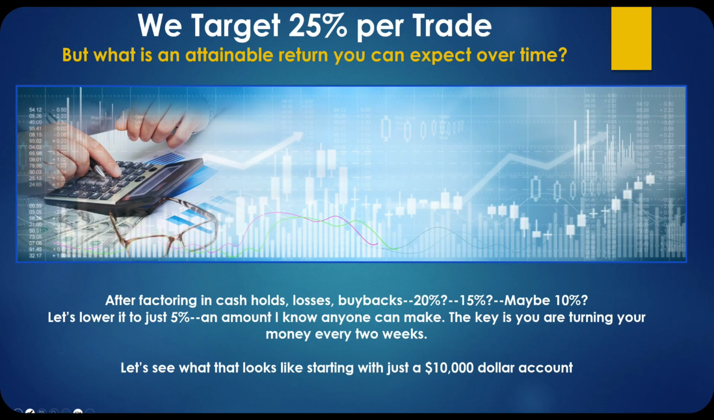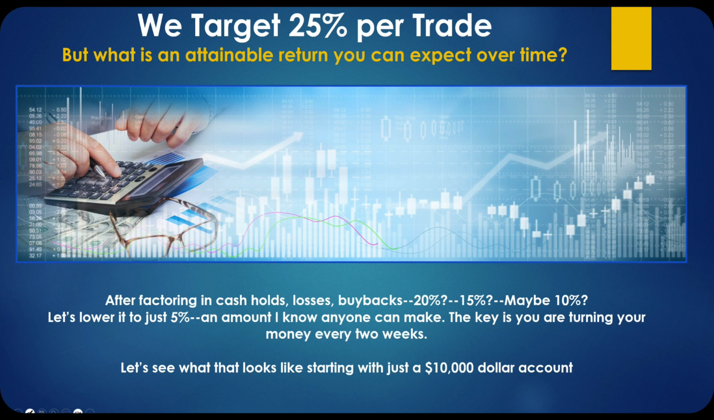So we target 25% per trade. As you can see, sometimes we exceed that. But what is an attainable return you can expect over time? We don't get 25% on our whole account. We hold cash back for emergencies. Sometimes we do rolls. Sometimes we do buybacks. There's a lot of ways to make these trades better if things don't go your way. In fact, you can actually turn a losing trade into a winning trade, which is another reason I love this strategy.